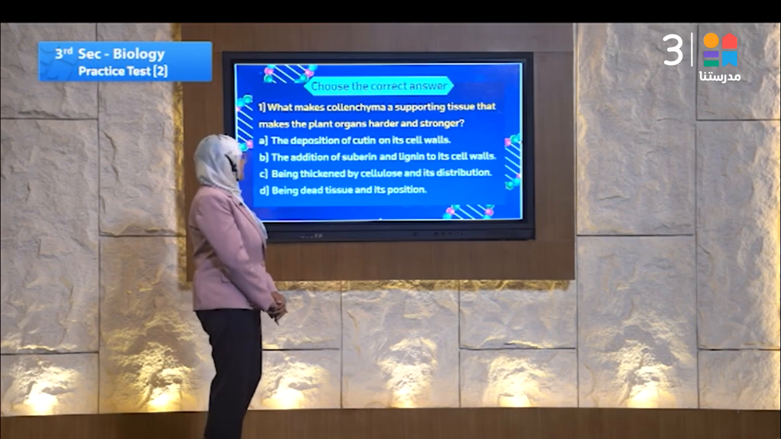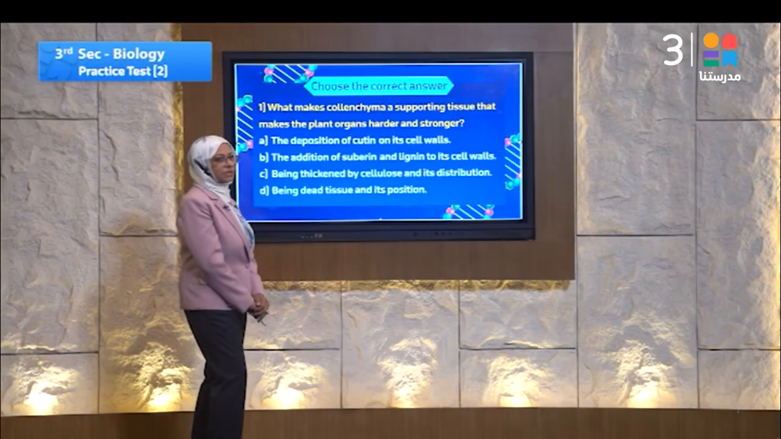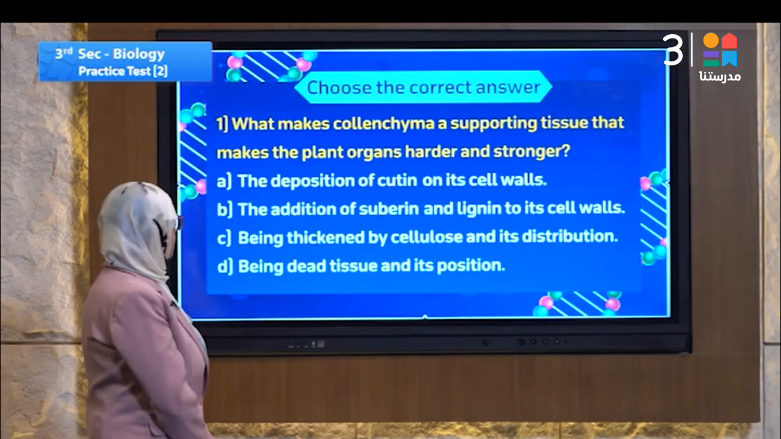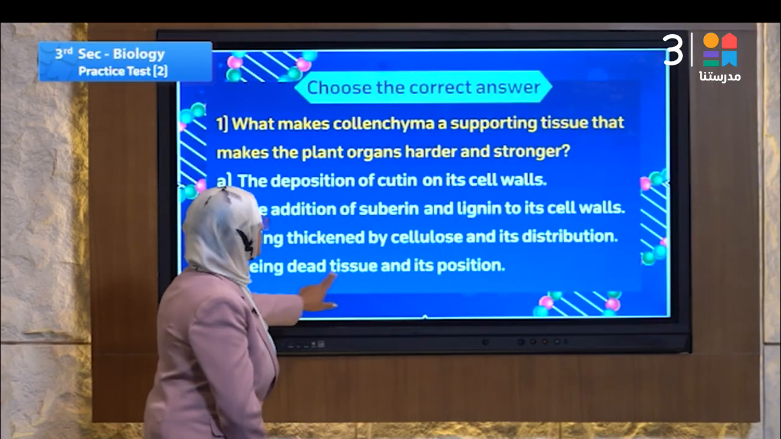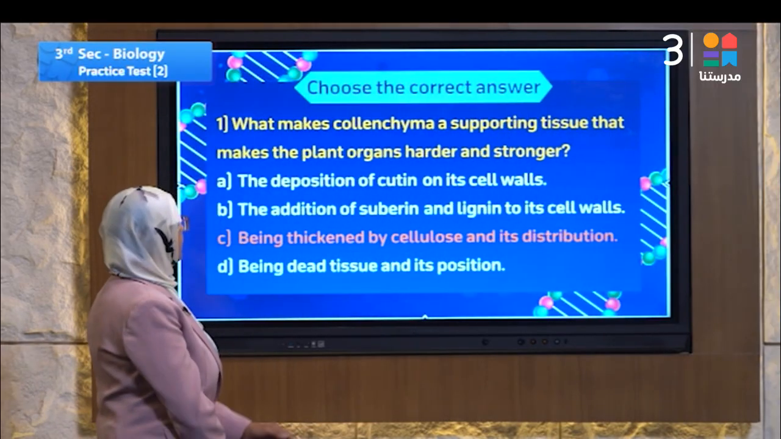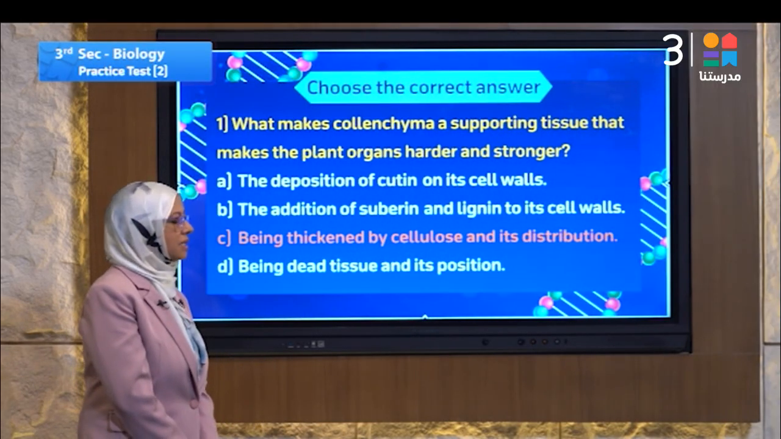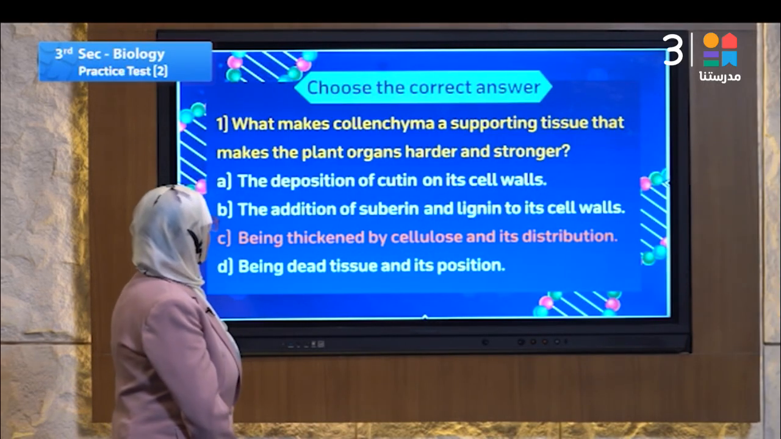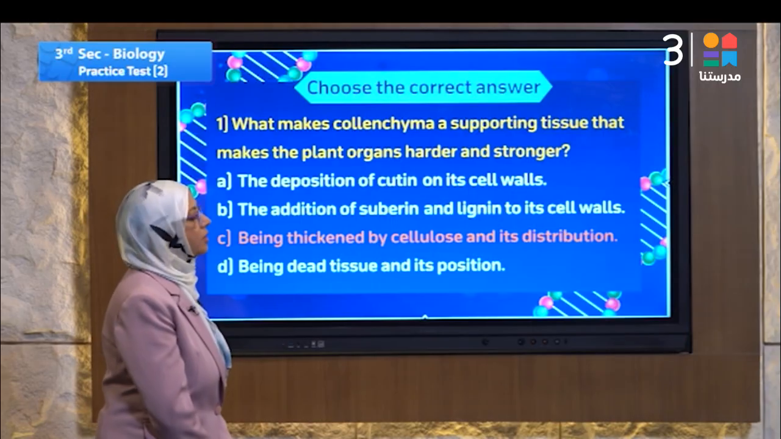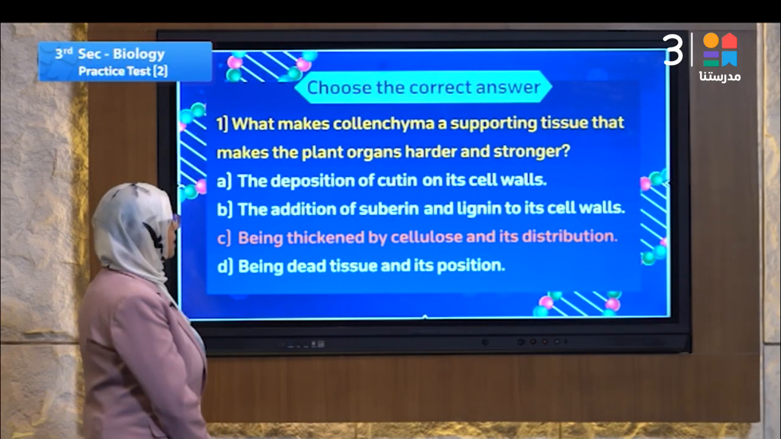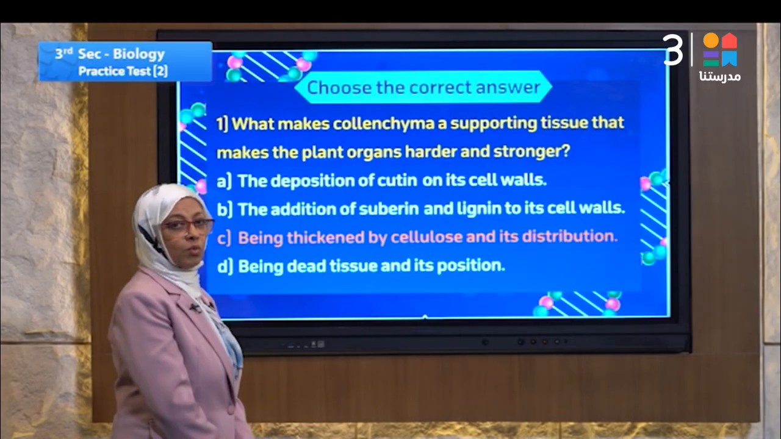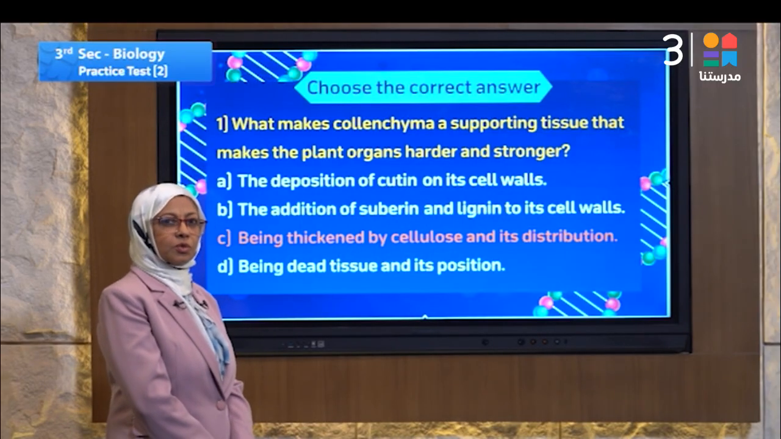D, being dead tissue at its position. It's not D because it's a living tissue. It contains a nucleus. So the answer must be C, being thickened by cellulose and its distribution. So collenchyma tissue is a supporting tissue by the cellulose and its distribution. That's number 1. Let's go to question number 2.